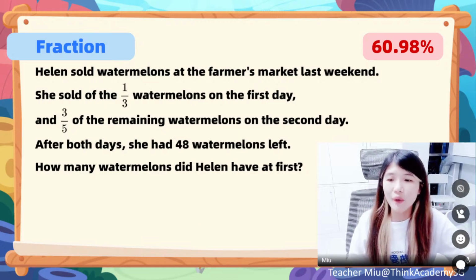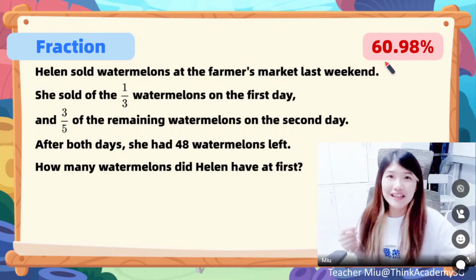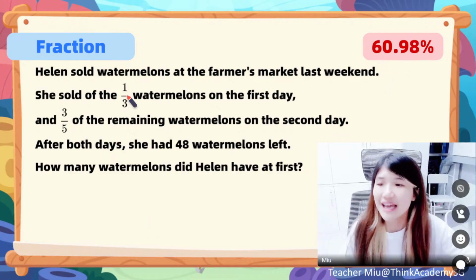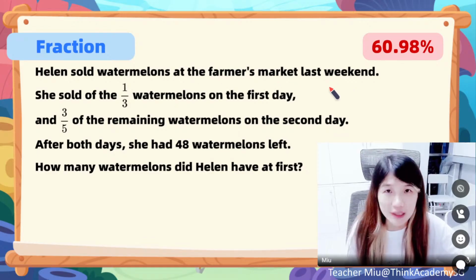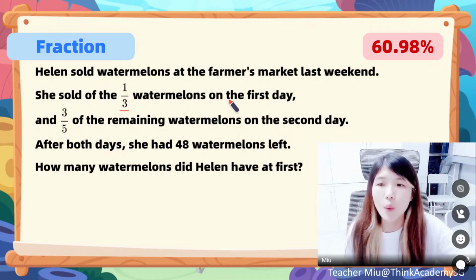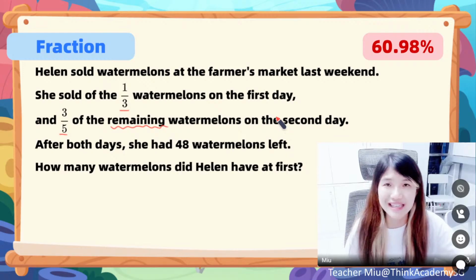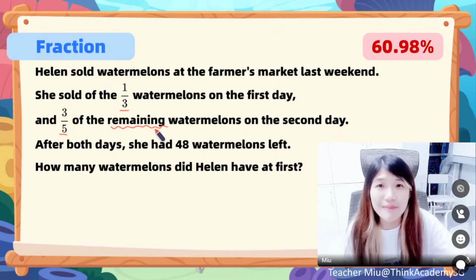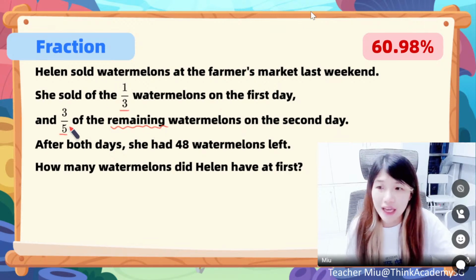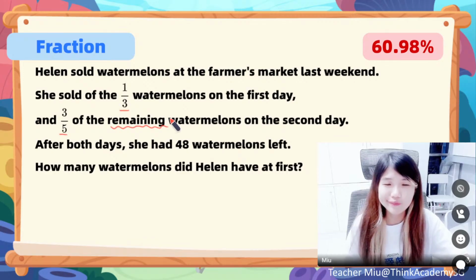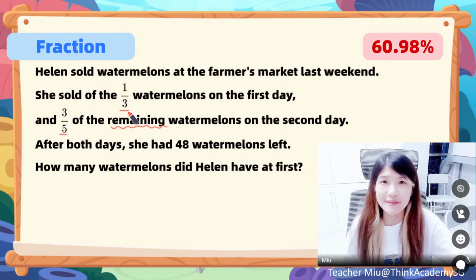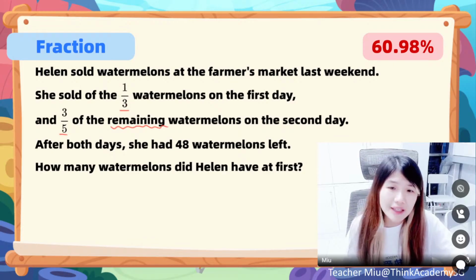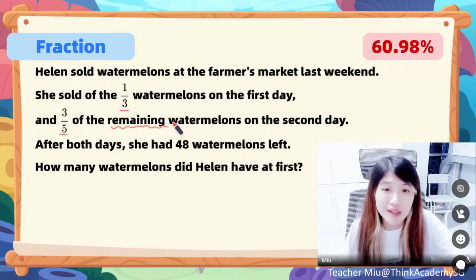We only have an accuracy of over 60%, which is quite difficult. So let's see how we can do this question. It says, Helen sold watermelons at a farmer market last weekend. She sold 1 out of 3 watermelons on the first day and 3 out of 5 of the remaining watermelons on the second day. Now we need to look at this: 1 out of 3 of the watermelons and 3 out of 5 of the remaining watermelons. Are we talking about the same thing here? Do they refer to the same thing? Would 1 over 3 of the watermelons be the same as the remaining watermelons?